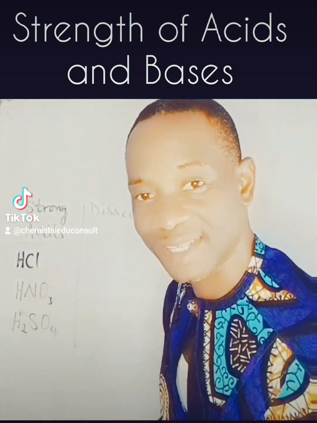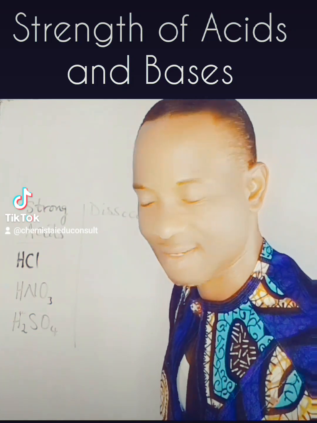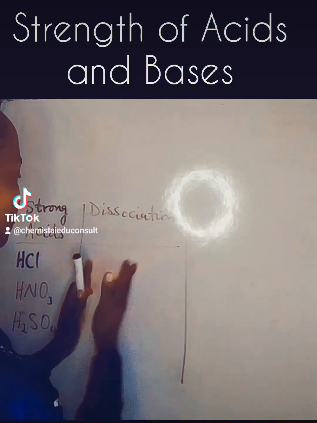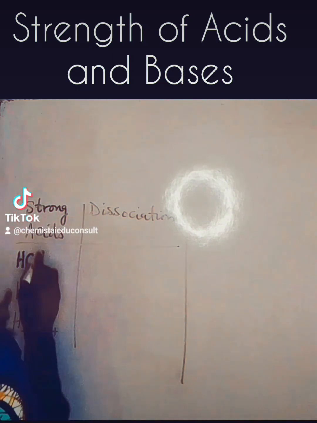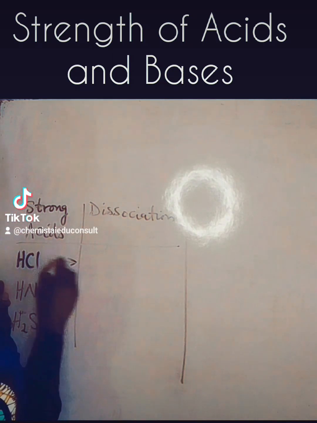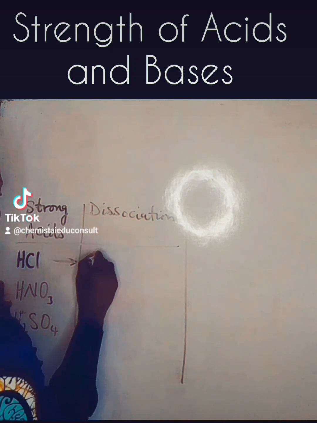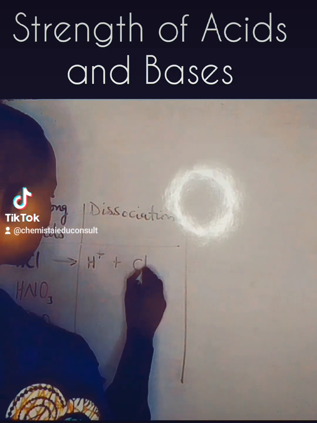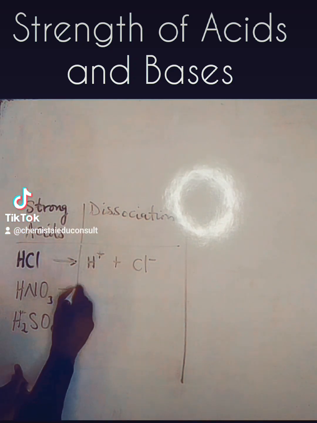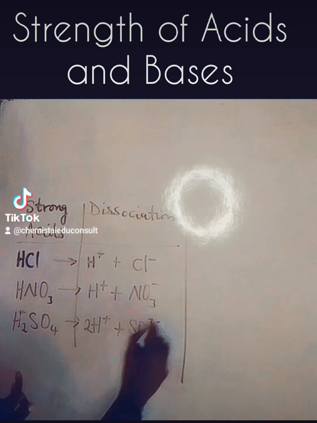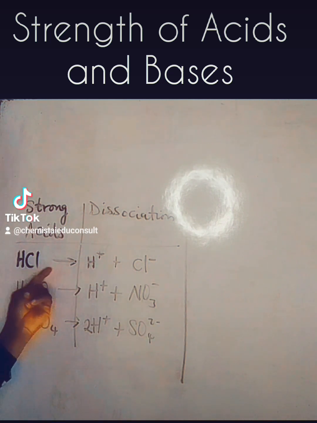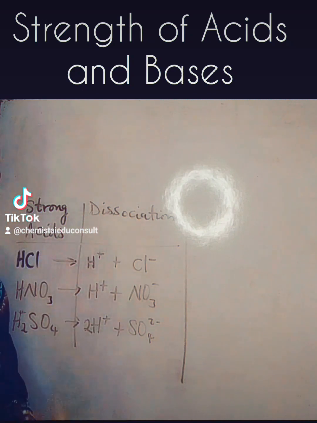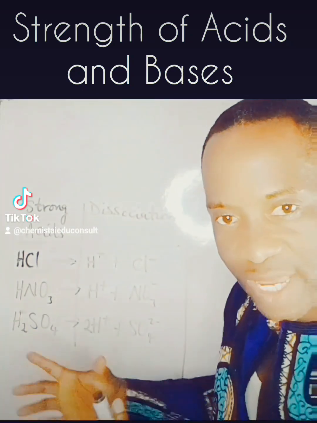Here are few examples of strong acids. And I'm going to show the dissociation that happens. When this hydrochloric acid dissociates, we have one hydrogen ion and we have one chloride ion. The same thing here, one sulfate ion. So this single arrow shows complete dissociation. Let's look at weak acids.